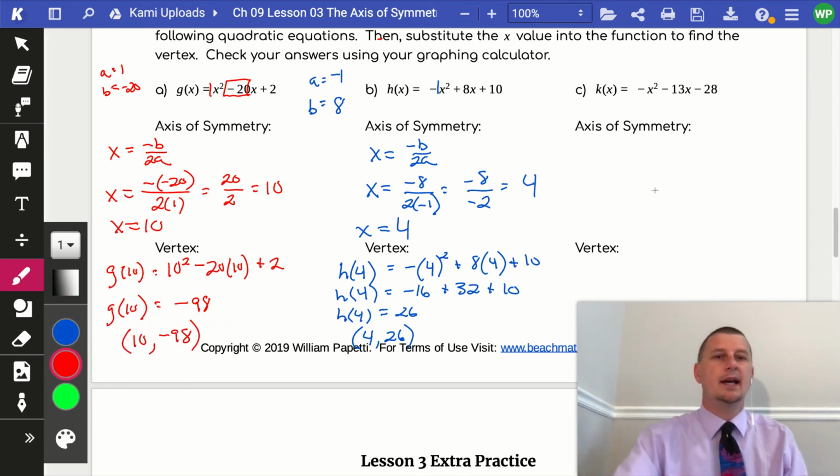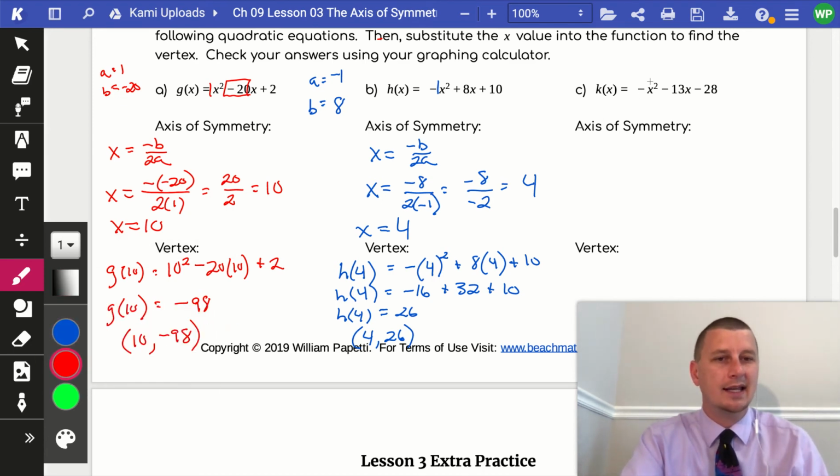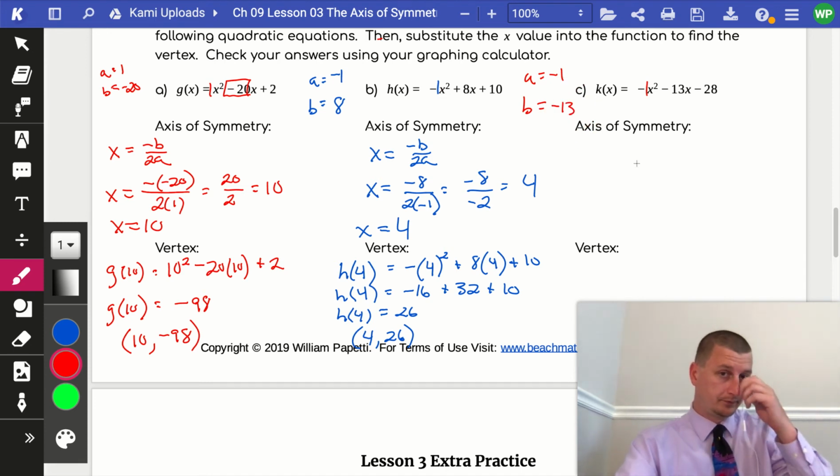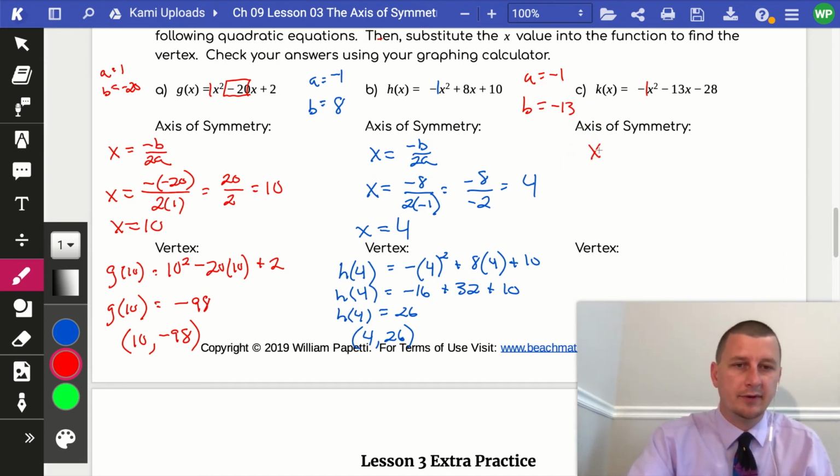And in part C now, we have k of x is equal to negative x squared minus 13x minus 28. And again, we want to know our a value and our b value to get us started. And the a value, again, is going to be negative 1. And our b value is going to be negative 13. So axis of symmetry we find by using x equals negative b over 2a. And let's go ahead and substitute into that formula.